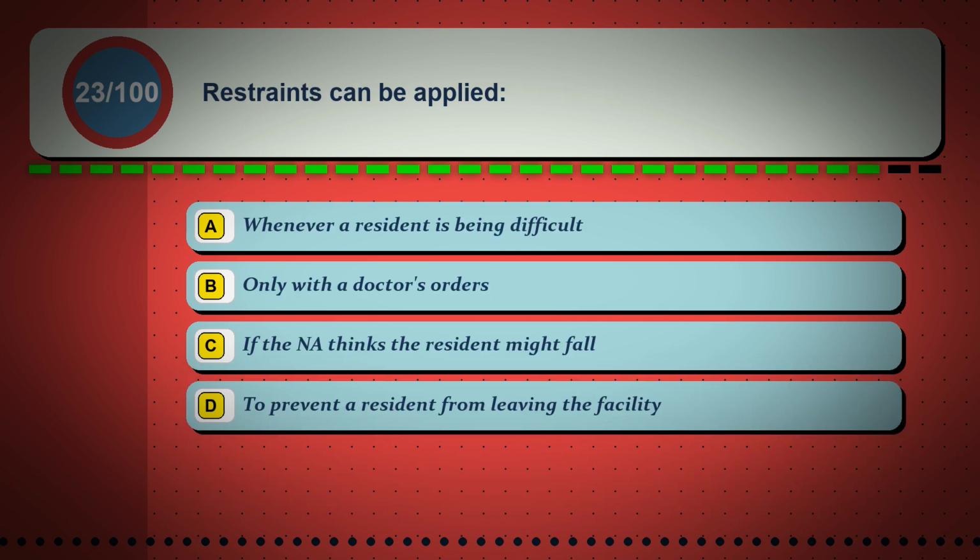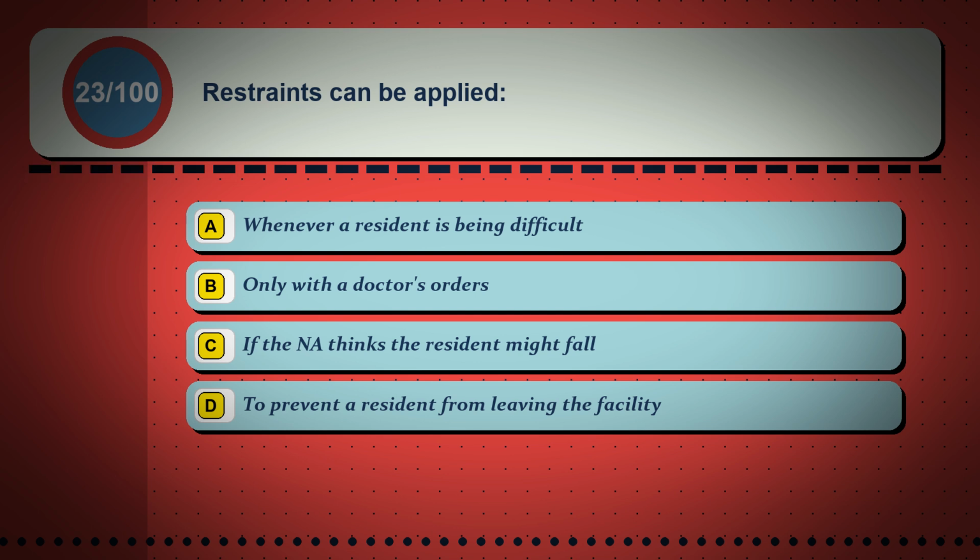Question 23. Restraints can be applied. Option A. Whenever a resident is being difficult. Option B. Only with a doctor's orders. Option C. If the NA thinks the resident might fall. Option D. To prevent a resident from leaving the facility.